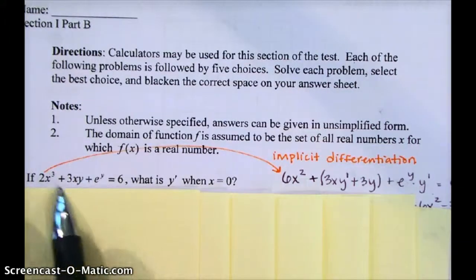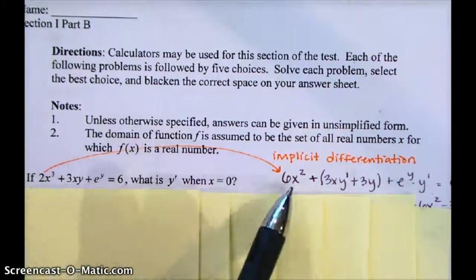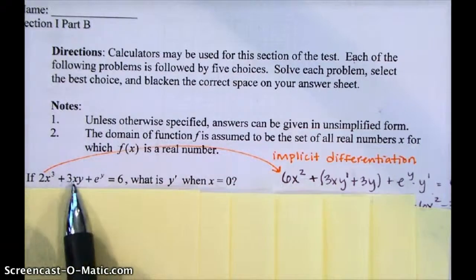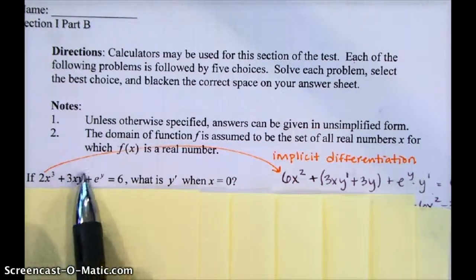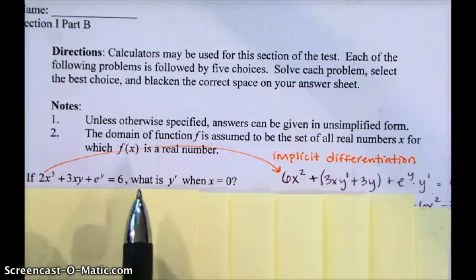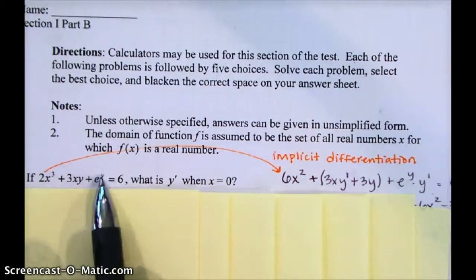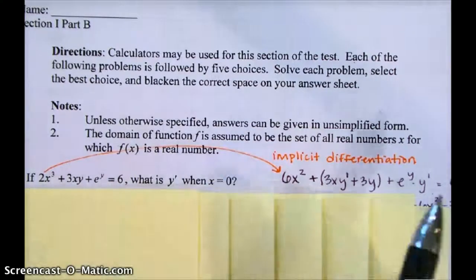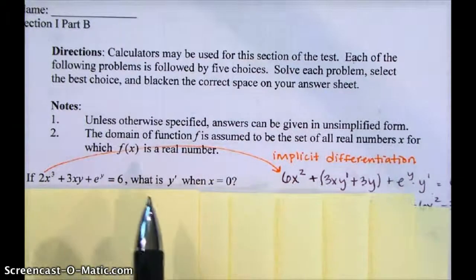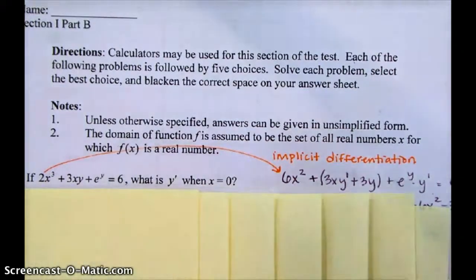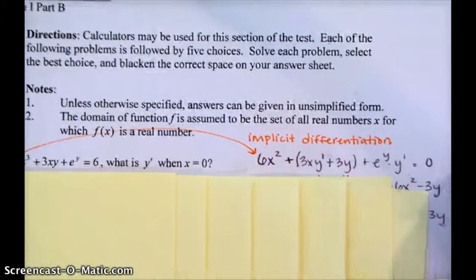And basically I'm just following the power rule for the first term, the product rule for the middle term, where 3x is one function and y is the second function. And then a chain rule for this expression right here, because the outside function is e to the x, and the inside function is y, which has a derivative of y prime. Don't forget to take the derivative of the second side as well, and the derivative of 6 becomes 0.